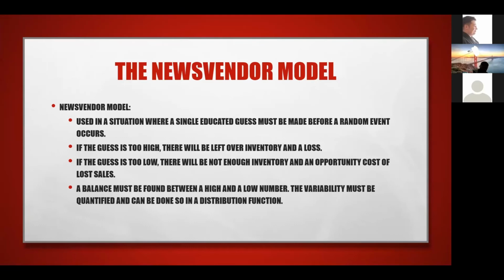If the guess is too high, there will be leftover inventory and a loss. If the guess is too low, there will not be enough inventory and an opportunity cost of lost sales. The balance must be found between a high and low number. Variability must be quantified and can be done so in a distribution function.